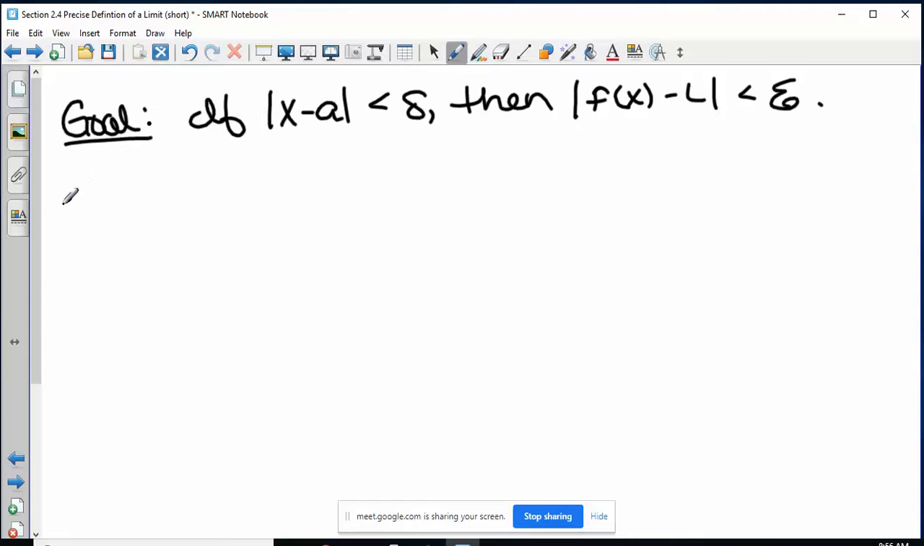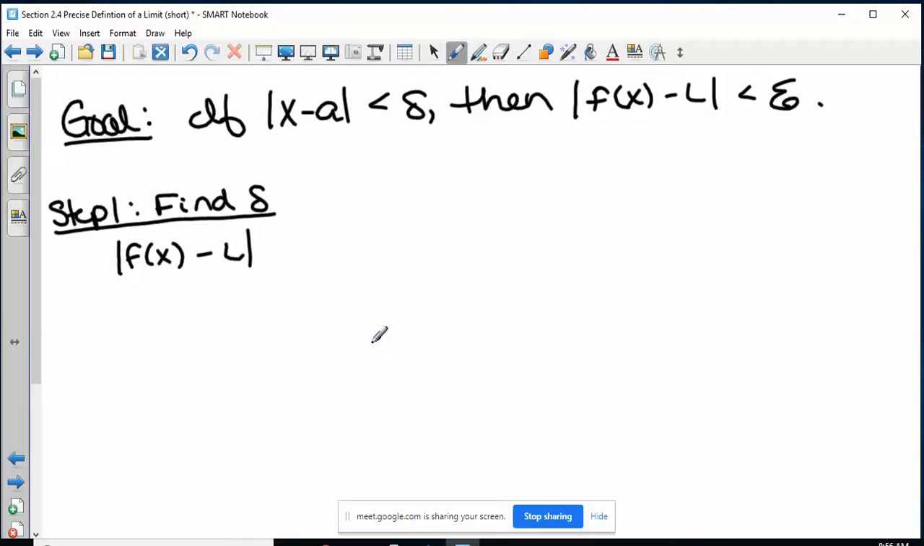Then our two steps. Step 1 was to find the delta. Find that x value. So we kind of worked backwards there. We started with this end part, the absolute value of the f of x minus L portion. And then we kind of did some algebra stuff, and eventually we would get a less than epsilon. And so then we knew what delta should equal.